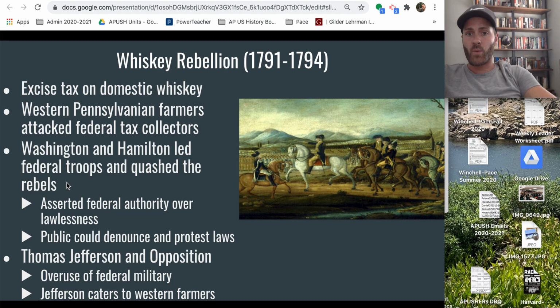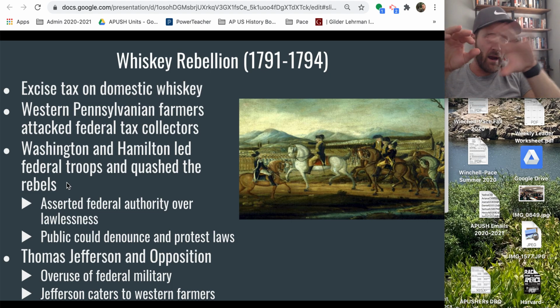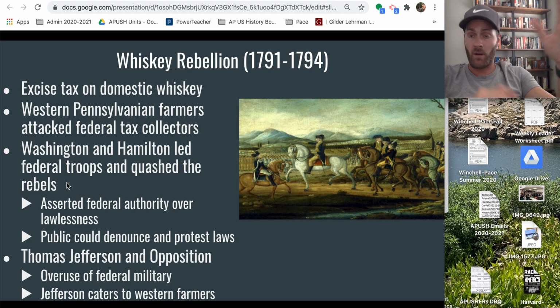So this tax on whiskey is going to cause what's called the Whiskey Rebellion. And we see Western Pennsylvania frontier farmers, right, out on the frontier where most of these rebellions take place. Bacon's, Shays, whiskey, all frontier rebellions. These Western Pennsylvania farmers are going to attack the tax collectors who are there to collect the whiskey tax. It's going to be a period of unrest and unruliness. And this really is a crisis of legitimacy, a crisis of legitimacy for the federal government.